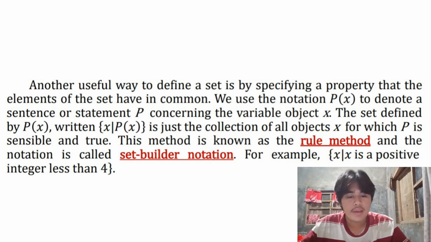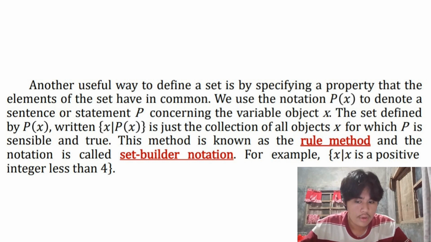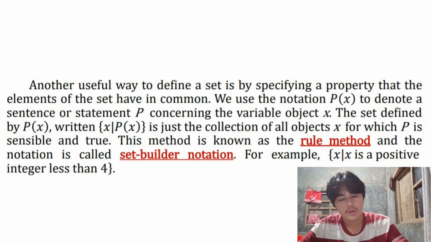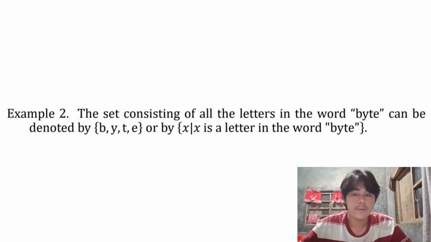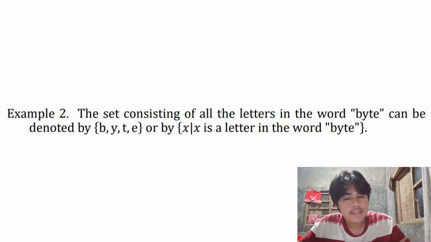For example, x is a positive integer less than 4. The positive integers that are less than 4, when converted into roster method, would be x equals {1, 2, 3}. For another example, the set consisting of all the letters in the word byte can be denoted by {B, Y, T, E} or by {x | x is a letter in the word byte}.